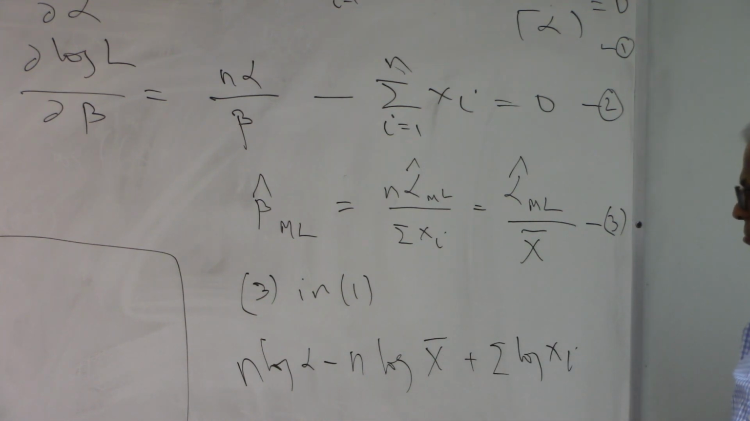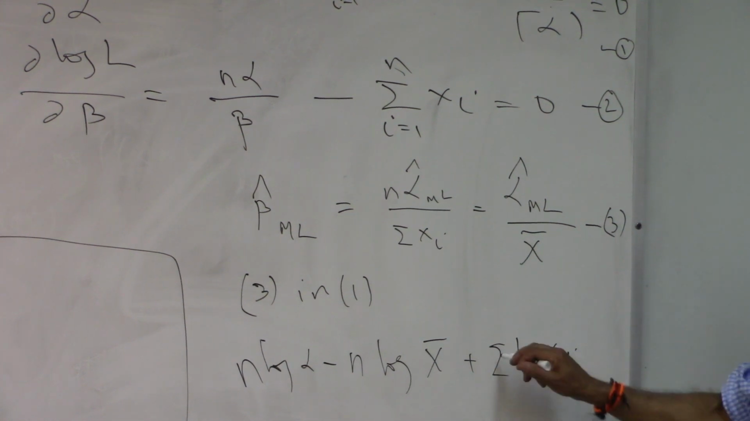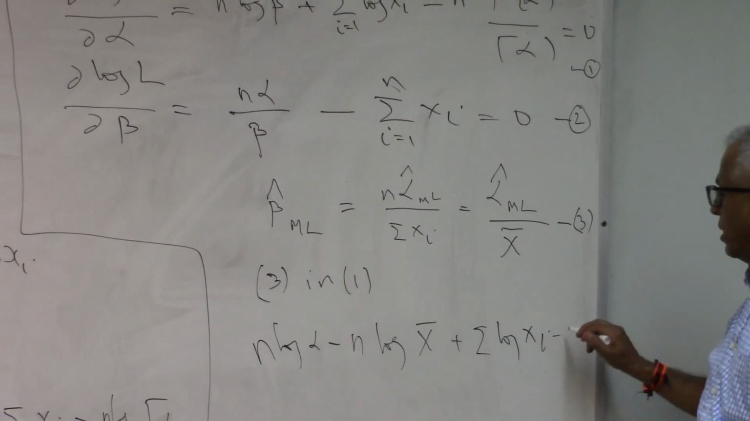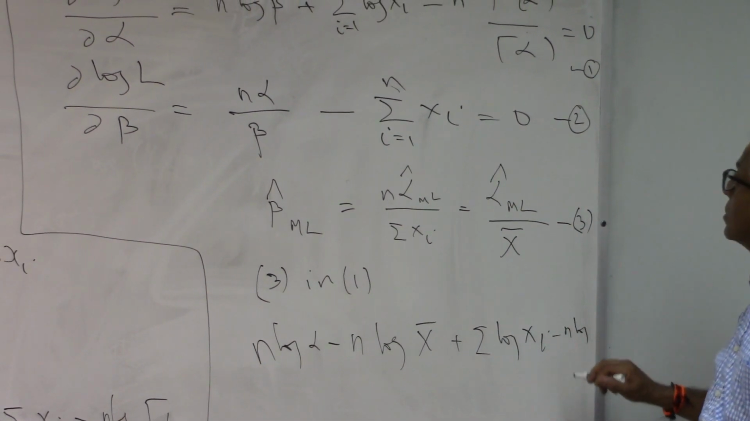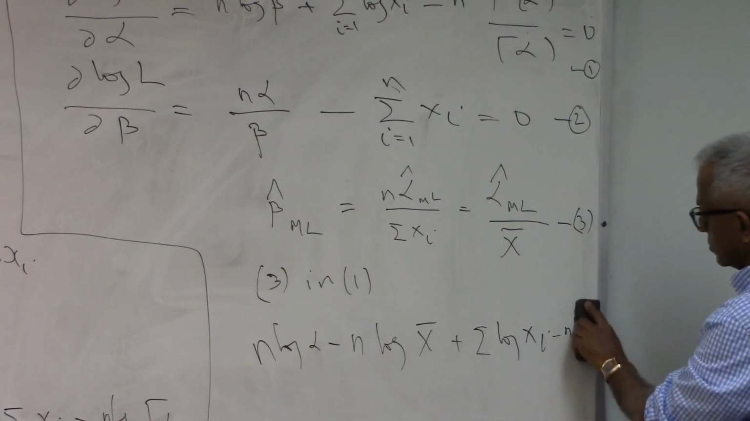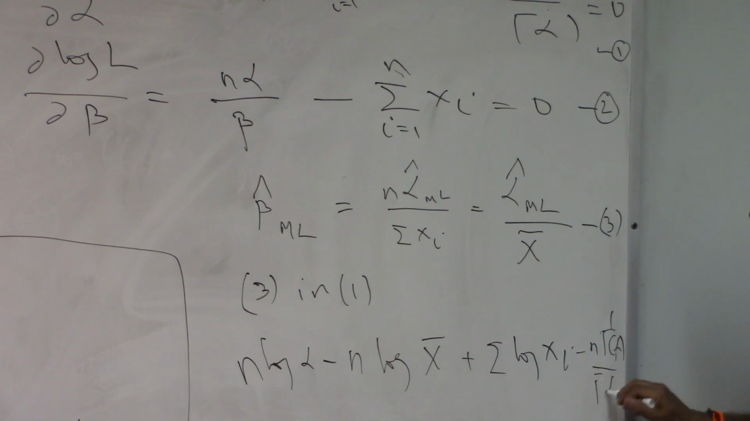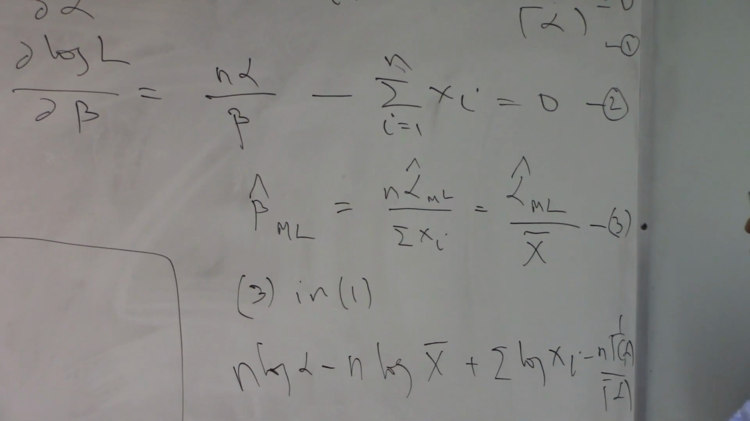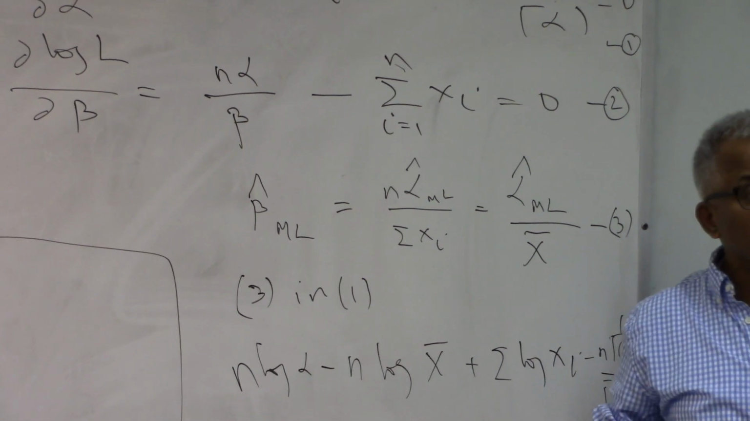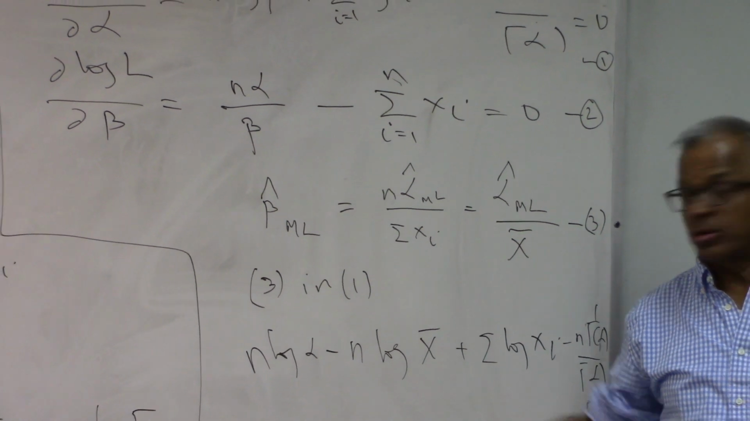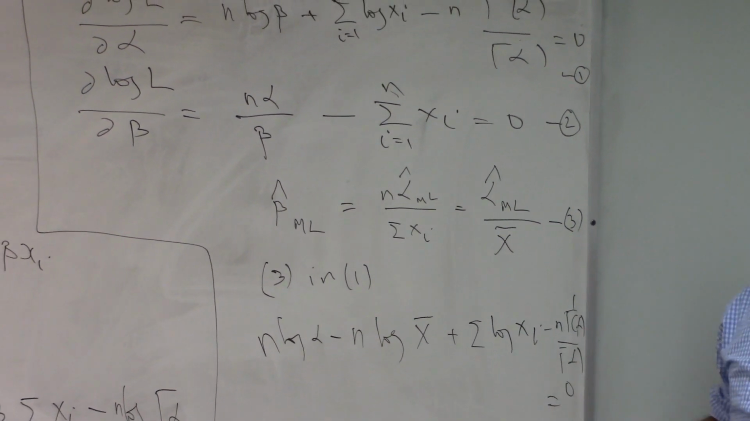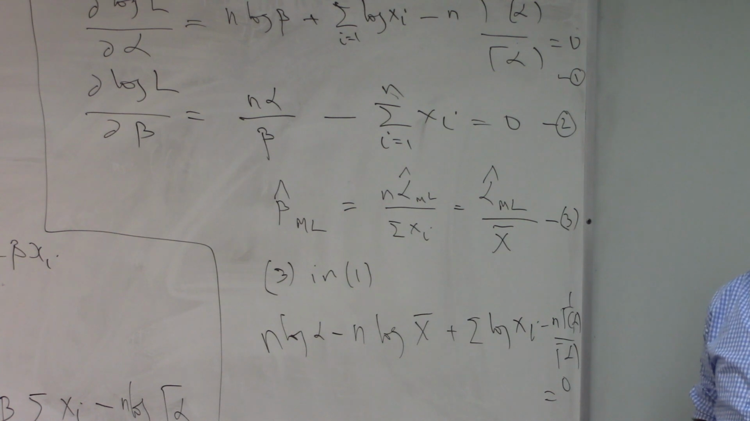Here the summation is inside, here the summation is outside. Minus n gamma prime alpha over gamma alpha. This you need to equate to 0 and solve for alpha. This is highly nonlinear because of these gamma functions and alphas, etc.